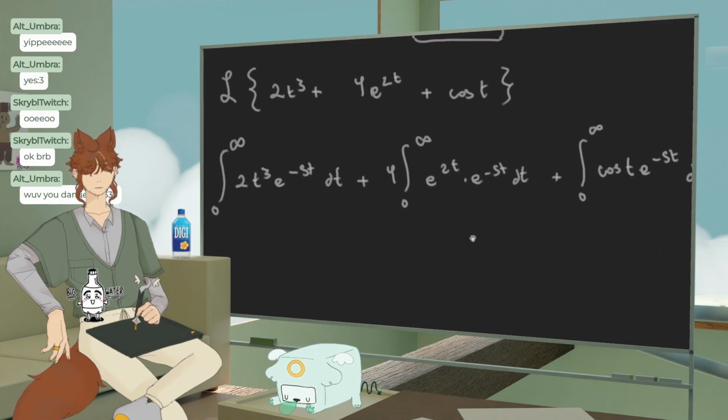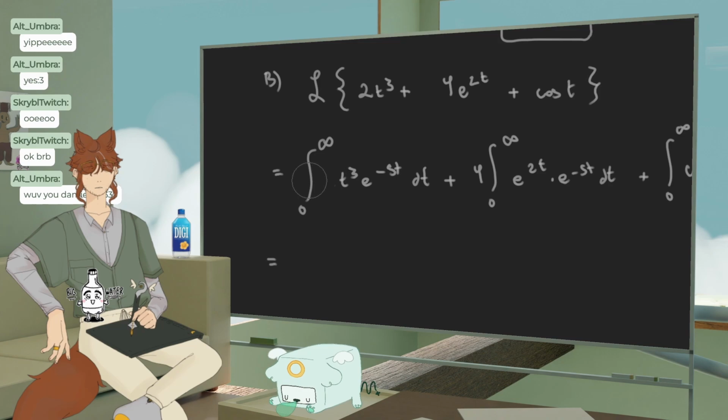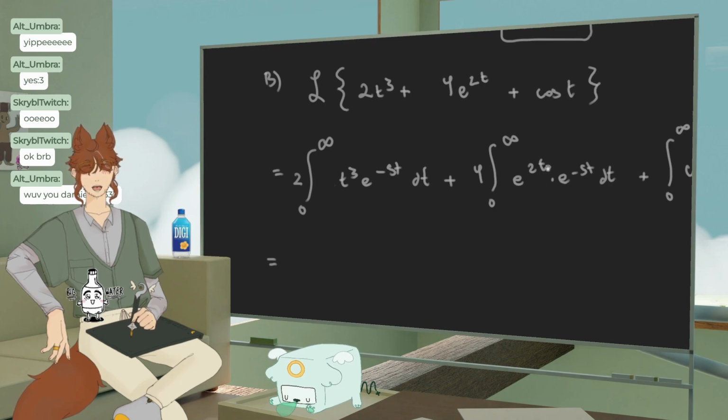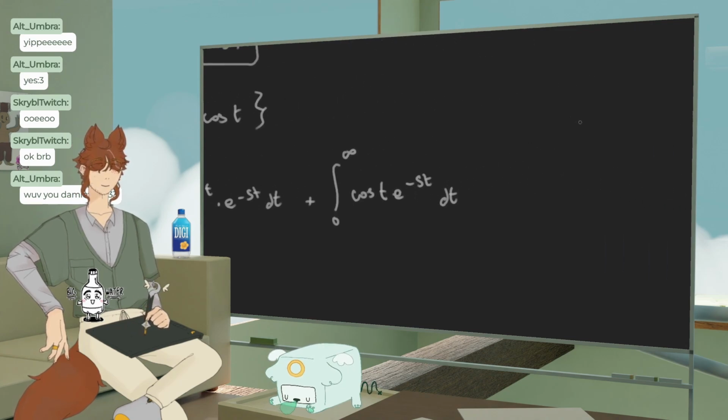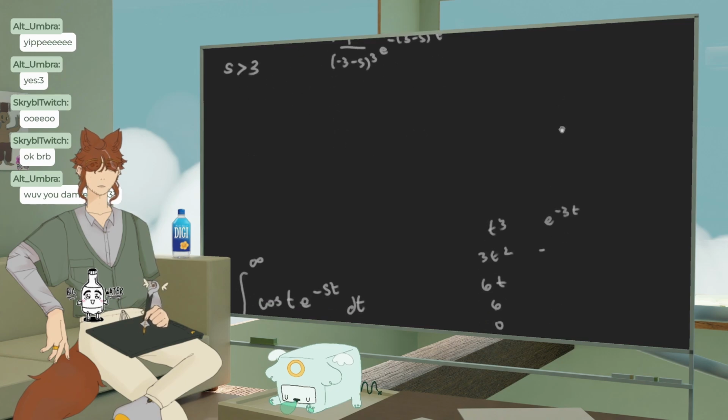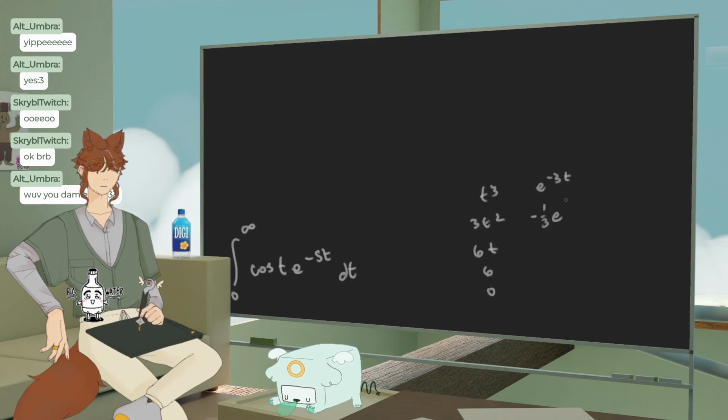Okay, this one, can I do it in my head? Oh, let me pull out the 2. I want to prove it by just saying it, but it's not a proof if I just say it. Alright, let's do it over here. So we got t cubed, we got 3t squared, 6t, 6, 0. e to the negative 3t, and we get negative. I was going back and forth, right? Yeah. 1/3 e to the t. 1/9 e to the negative 3t.